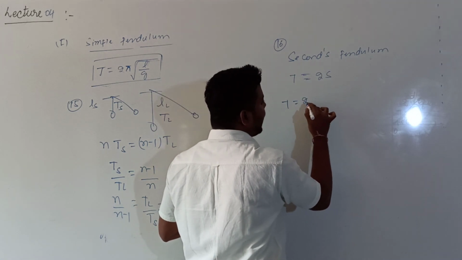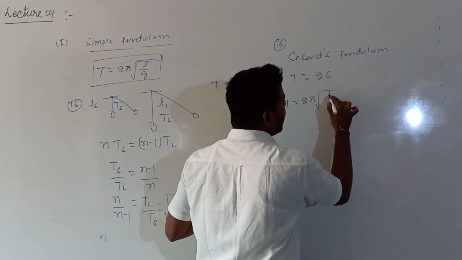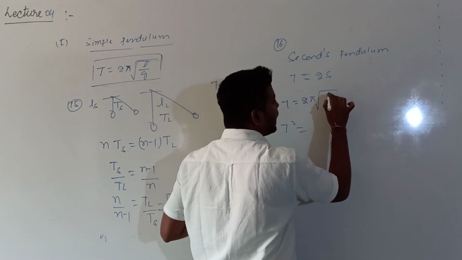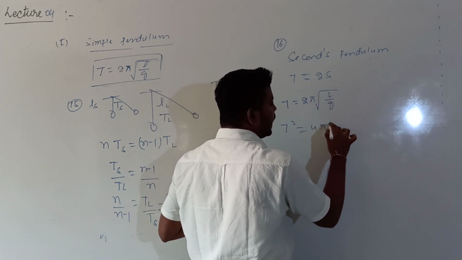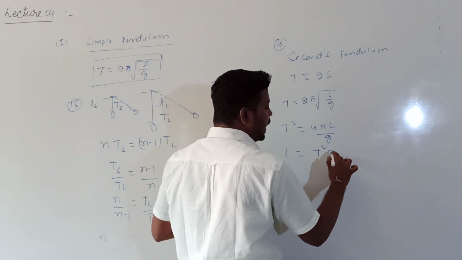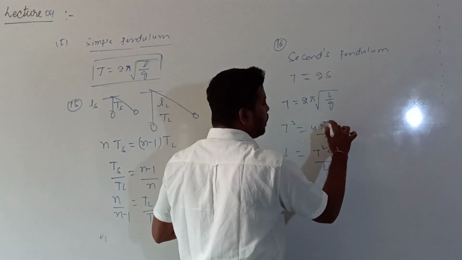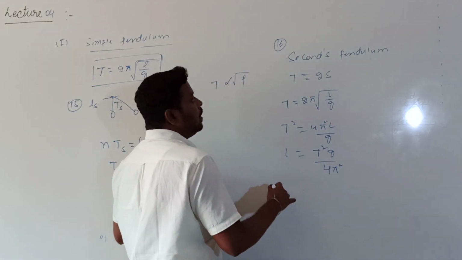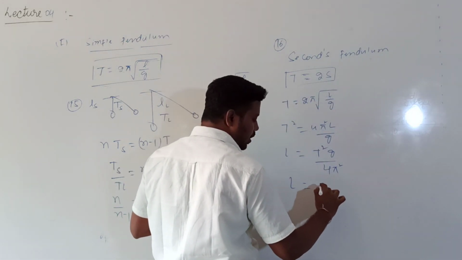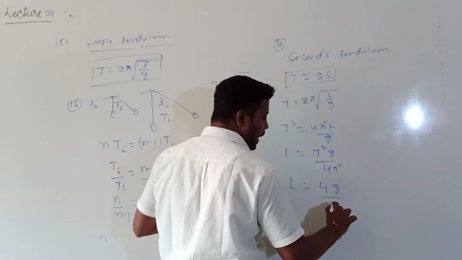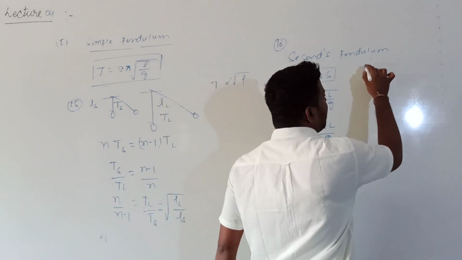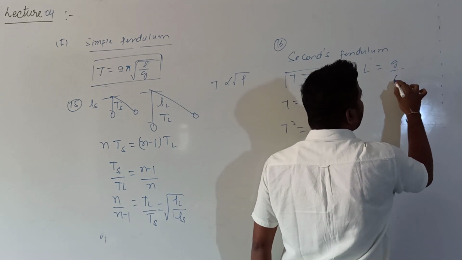What is the formula for the time period? T is equal to 2 pi into root over L by g. Squaring on both sides, T squared is equal to 4 pi squared into L by g. From this, L is equal to T squared into g by 4 pi squared. But we know that for a seconds pendulum T is equal to 2 seconds. So L is equal to 4 into g by 4 pi squared. The 4s cancel, so L is equal to g divided by pi squared.